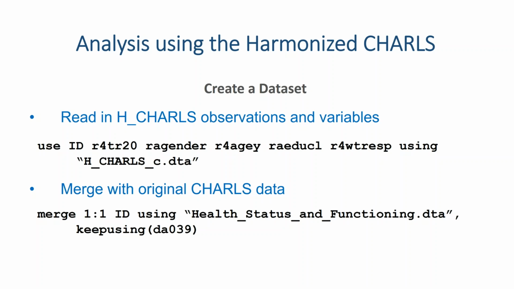Then we're going to perform a one-to-one merge using the ID variable, meaning we expect there to be one observation per respondent in each dataset, and we're using the health status and functioning dataset downloaded from CHARLS. Then, because we don't need to use the entire dataset, we're going to specify that we're going to keep using only the variable we need, so DA039.